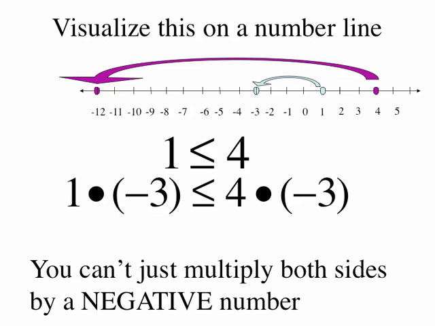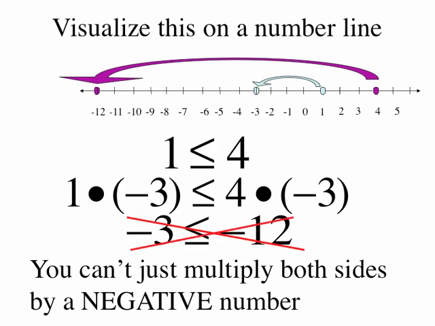It's like the dots flipped over each other. When we multiply by a negative number, we need to switch the order of our inequality sign. We need to turn our inequality sign around. Because if we didn't, what we would get when we multiplied both sides by -3 is this inequality. -3 is less than -12, and that's not true. Multiplying both sides of the inequality by a negative number resulted in a false expression.